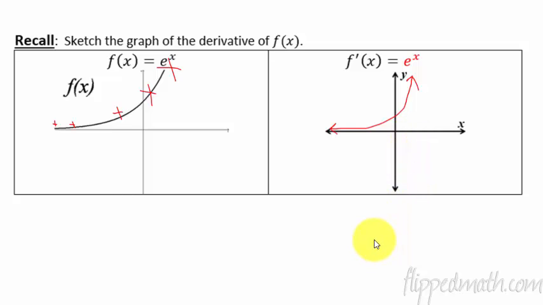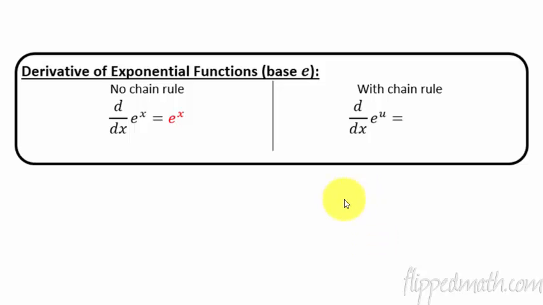See how nice this is? This is going to be awesome. So if you don't have chain rule and all you have is e to the x, then the derivative with respect to x of e to the x is e to the x. That is as easy as it gets taking the derivative.